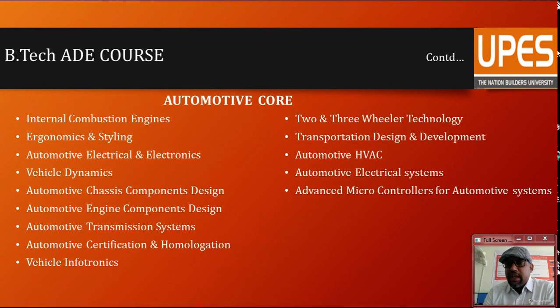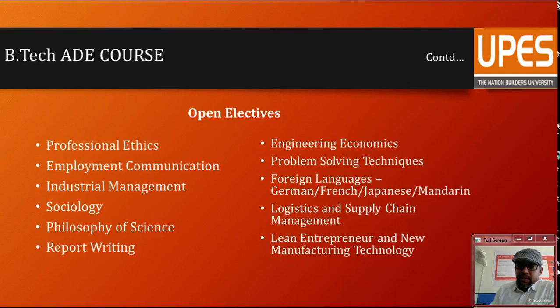Then transportation design and development, it's all about how your transportation sector has to be set up for the easy movement of your vehicles. Then automotive HVAC. Automotive HVAC means heating, ventilation, and air conditioning. That is nothing but air conditioning and heating systems. Automotive electrical systems, as well as advanced microcontrollers for automotive systems. Then open electives, starting from professional ethics to lean entrepreneurship and new manufacturing technology. These are the different open electives available.